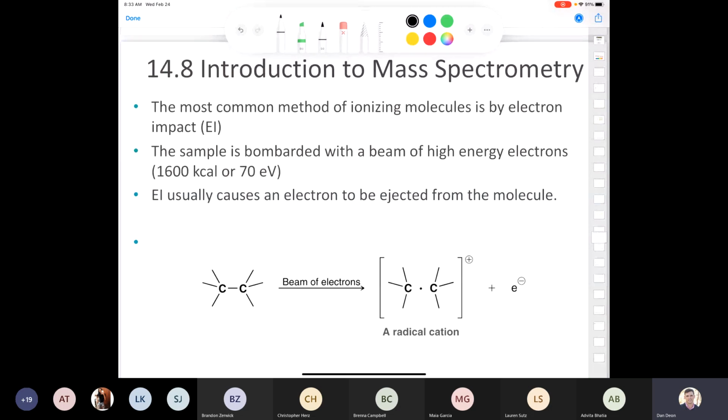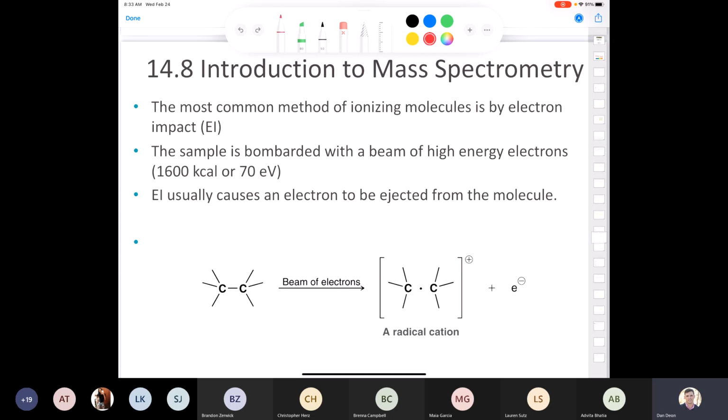And basically what you do is you take your organic molecule. This is just some generic molecule here. It kind of looks like 2,2,3,3-tetramethylbutane, but whatever. Anyhow, we take that and we bombard it with a high energy beam of electrons. So poof, you just hit it with electrons, okay? Really high energy. The beam of electrons hits it so hard that it actually knocks out an electron.